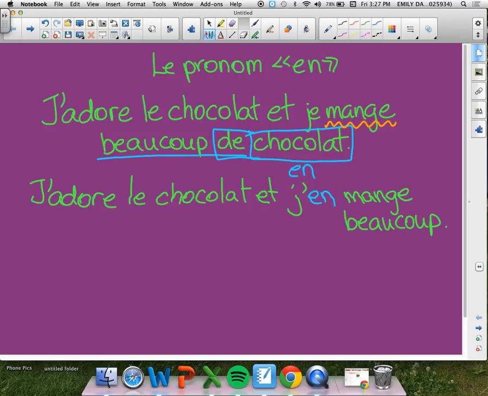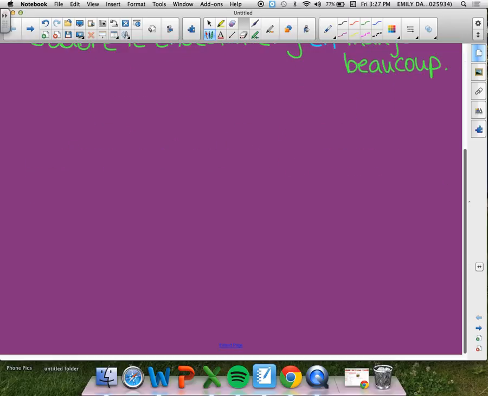So if you'll notice, I not only replaced chocolat, I also took out the de, but I left the beaucoup, okay? So the pronoun en often is translated as some or any, and it replaces expressions that start with an indefinite article or the partitive article, un, une, des, or deux, and expressions of quantity. Basically, if you see this word deux in front of a noun, that's what you're going to be replacing, the deux with the noun. Okay? So the pronoun en replaces these things.